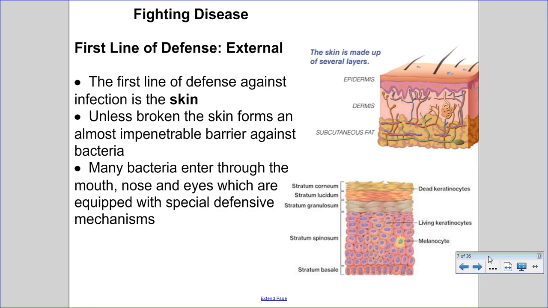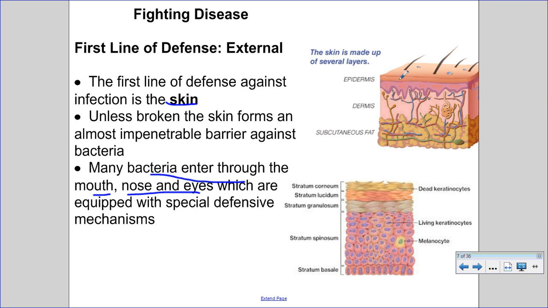So in the first line of defense, there is that external layer. The first line of defense against any infection is really the skin. Unless broken, the skin will form an almost impenetrable barrier against bacteria and other pathogens. Many bacteria and other pathogens, viruses for example, do have to enter through the mouth, nose, and eyes, which are equipped with their own special defenses.